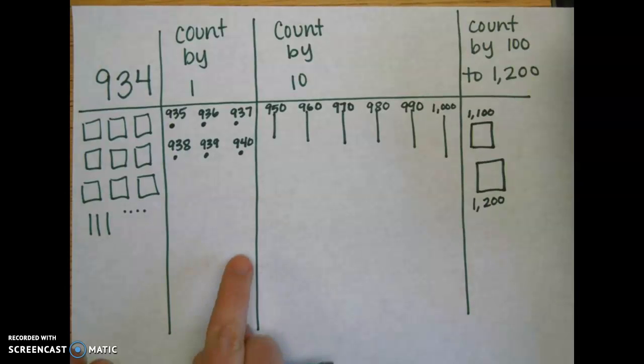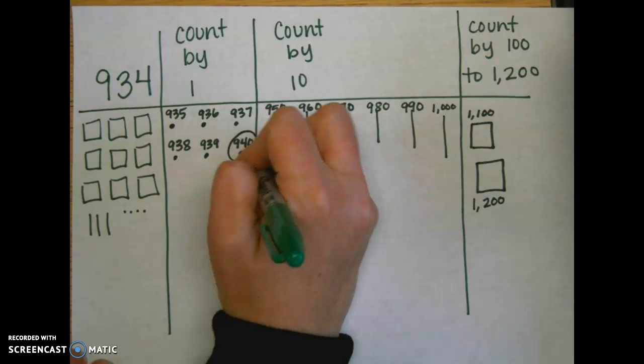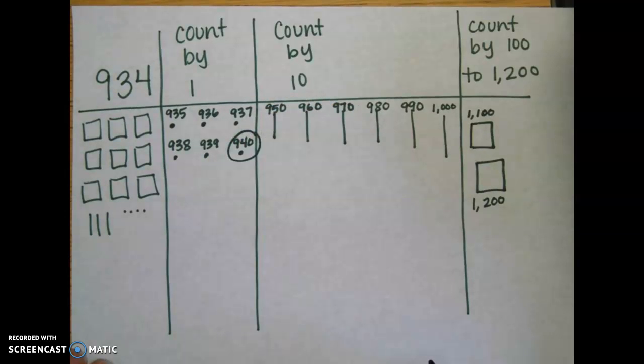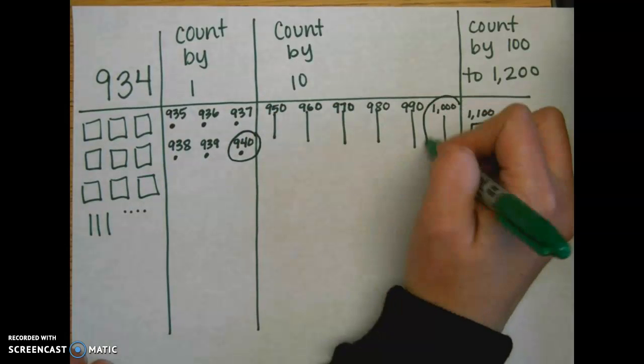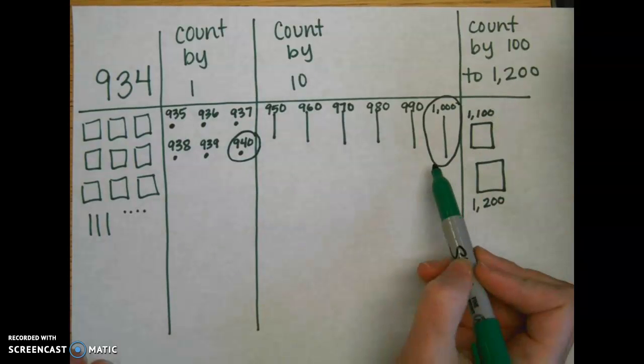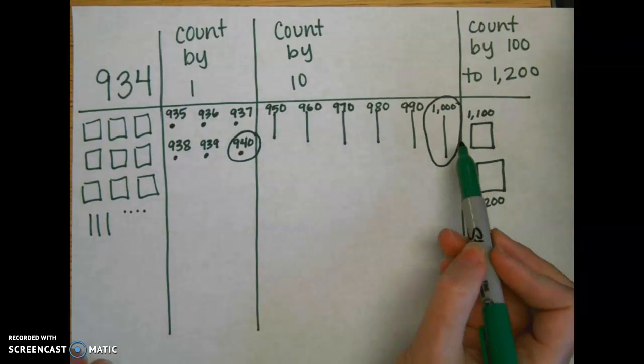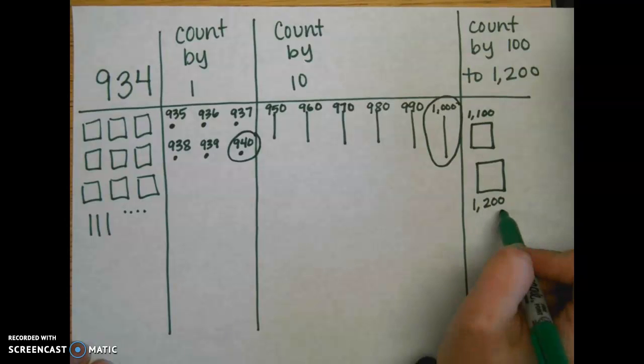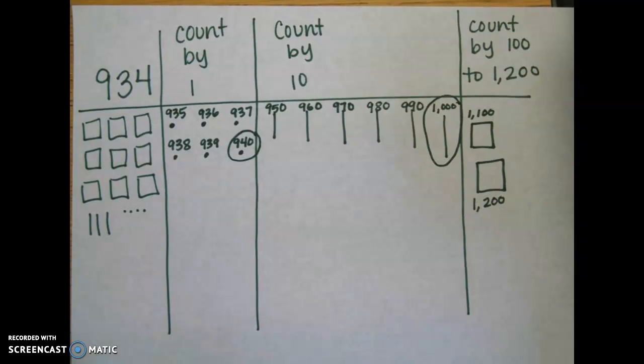So we started at 934, we counted by ones, we counted by tens, then we counted by hundreds, each time finding a friendly number. 940 was a friendly number because it was a 10. 1,000 is a friendly number because it was the next 100. And then our final number that we got to was 1,200. I want you to try this next one.